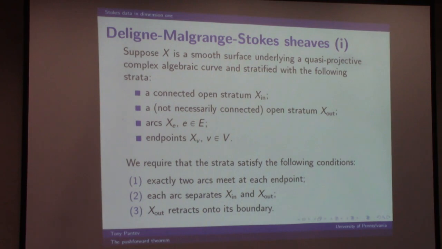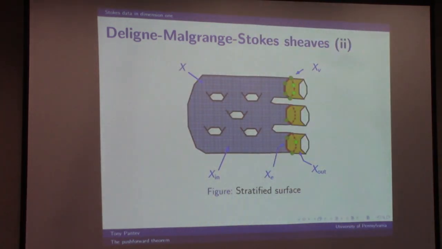And we're going to stratify it. It's going to have two open strata, an inner one and an outer one. The inner one will always be connected, the outer one may be disconnected. And then there will be one-dimensional strata, which will be arcs, labeled by some set E, and then there will be zero-dimensional strata, which will be points, labeled by some set V. And the stratification has to be nice, tame, so two arcs meet exactly at one endpoint. Each arc separates the inner and the outer open strata, and the outer open stratum retracts onto the boundary.